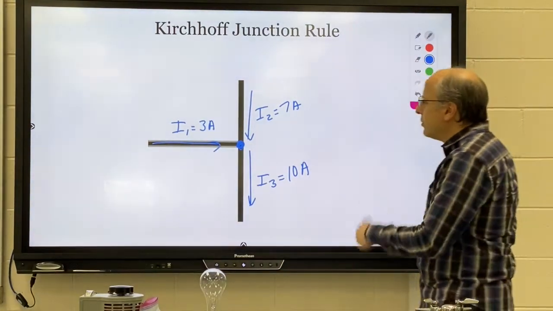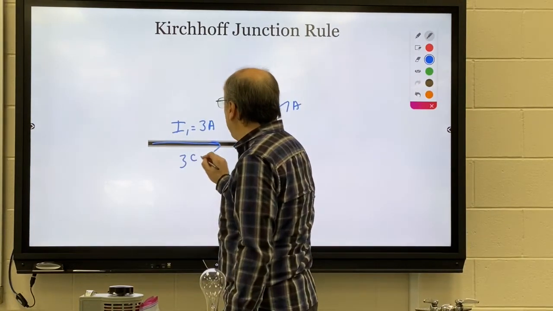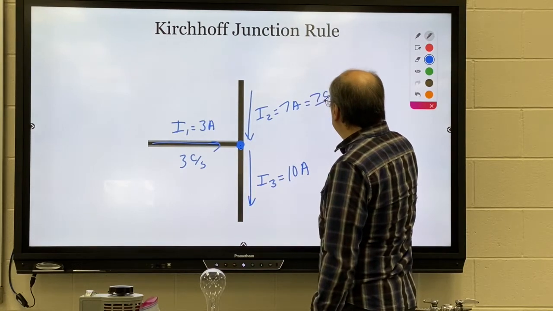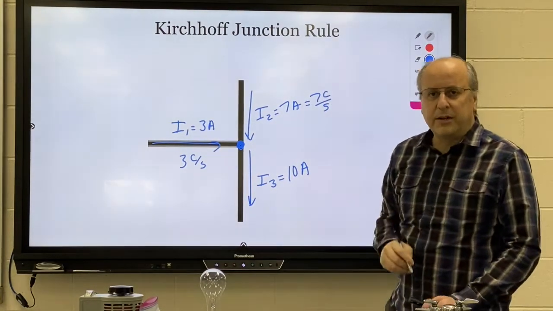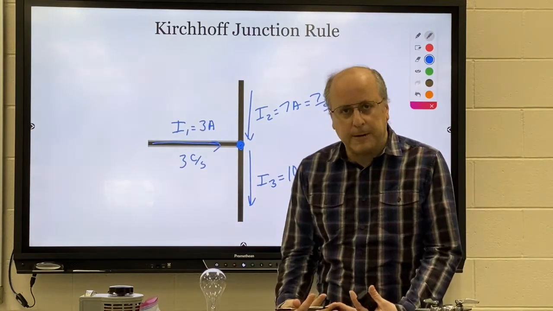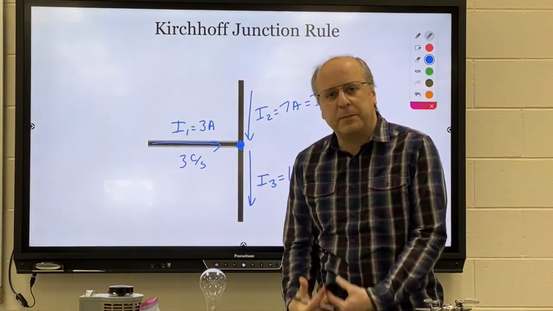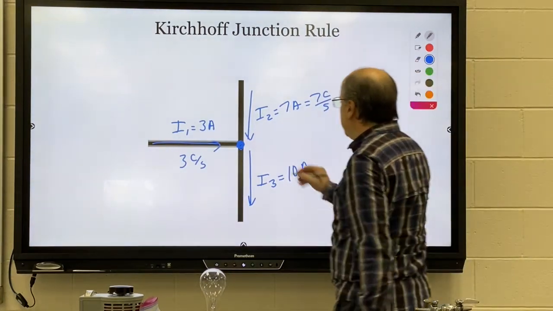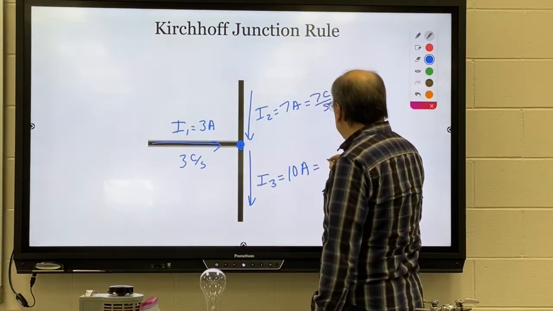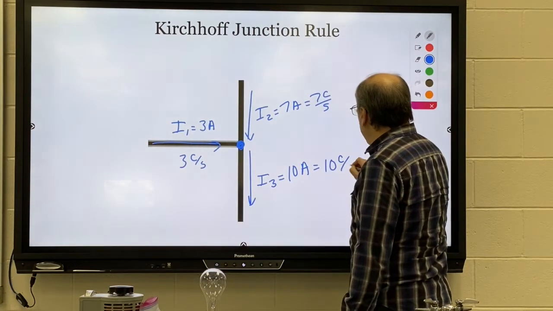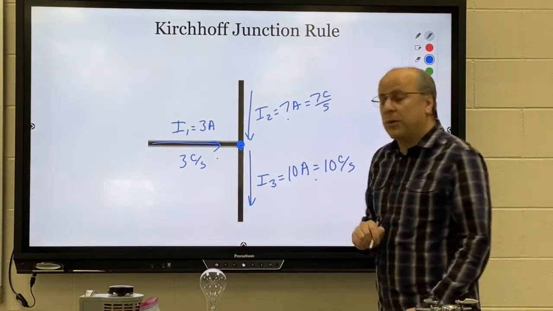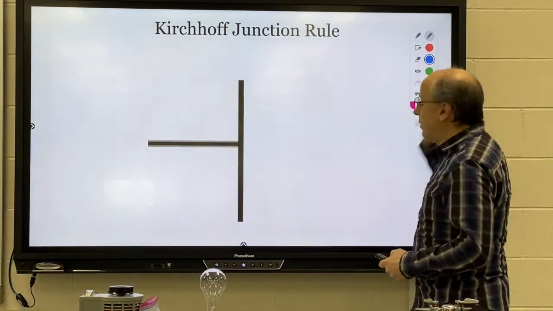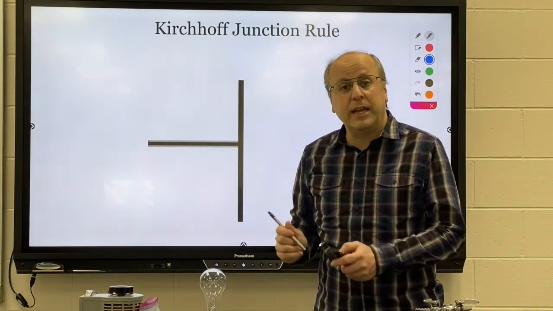Why is that? Because remember, 3 amps means 3 coulombs per second go into the junction. 7 coulombs per second go into the junction. These coulombs can't just disappear. We have the idea of conservation of matter. We have conservation of charge. Okay? These coulombs must emerge from some other spot, and the number that enter has to equal the number that leave. Junction rule. It is true for every single junction in every single circuit.